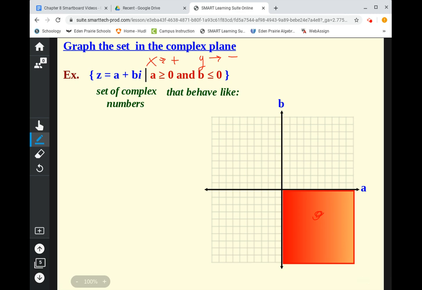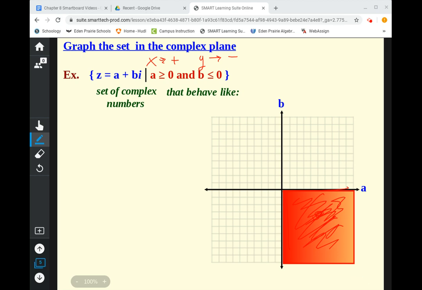All right, so it's everything where a is greater than or equal to 0, and b is less than or equal to 0. So everything in that quadrant is good, and that's why it's all colored in solid there because of the equals. But again, everything greater than and less than would be everything in that entire box, in that quadrant.